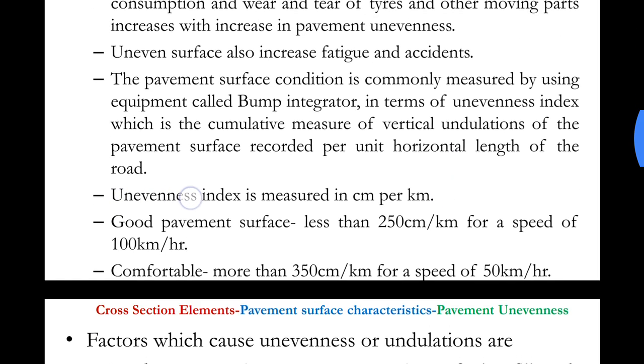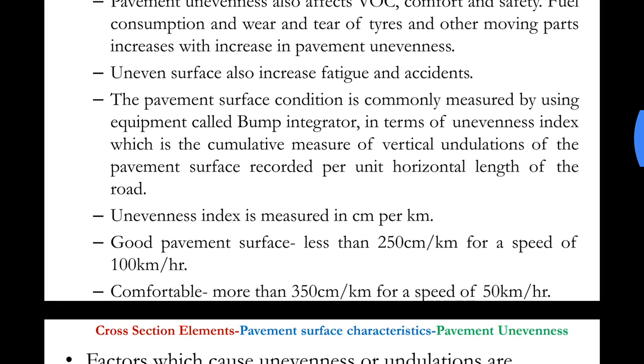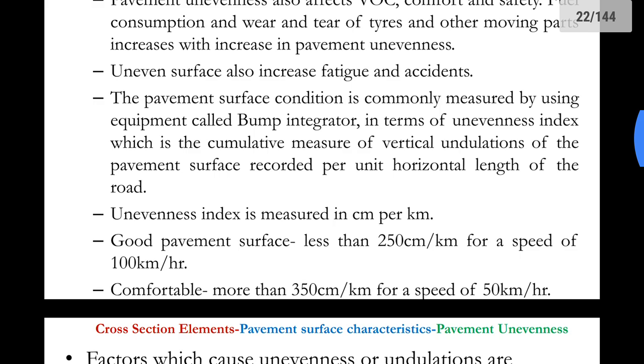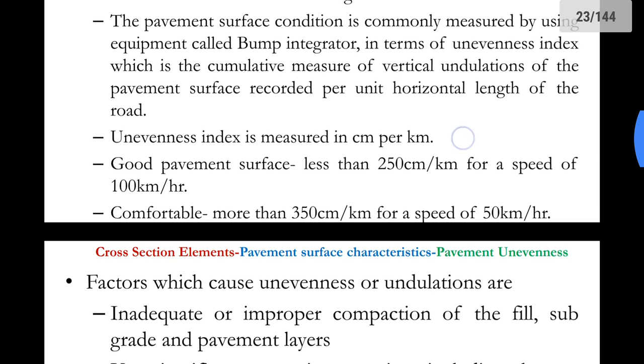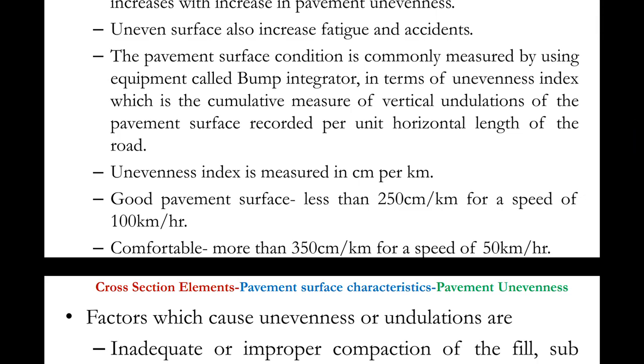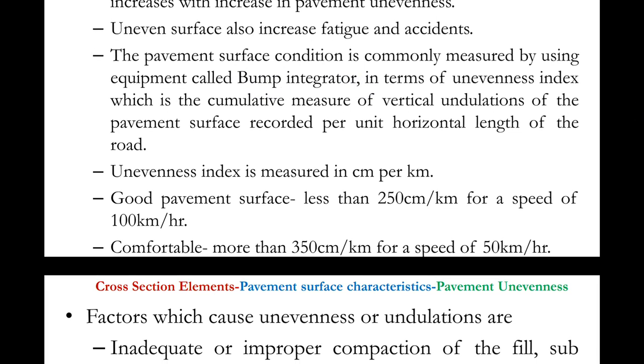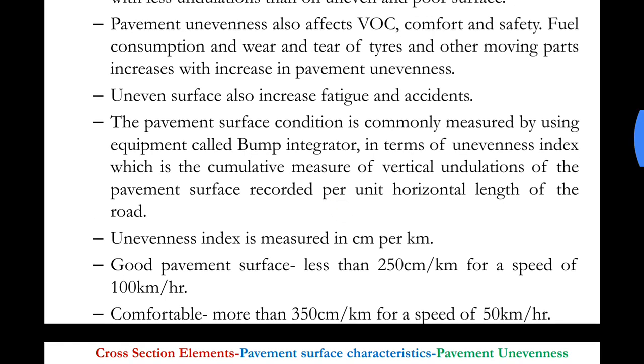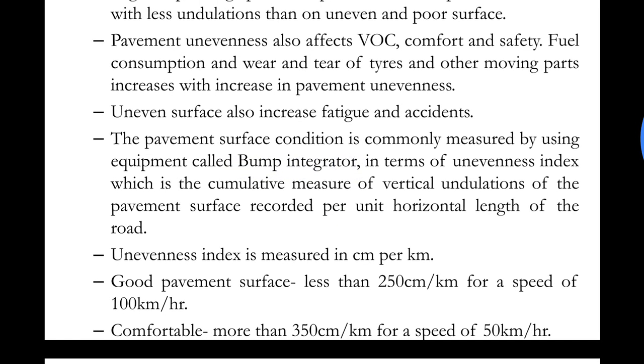Now unevenness index is measured in centimeter per kilometer. Also you need to know this, that for any undulation to be considered as a bump, or counted using our bump integrator, the size or height of the undulation should be a minimum of 1 centimeter. If the height of the crest or trough is lesser than 1 centimeter, then that would not be counted while we use the bump integrator.